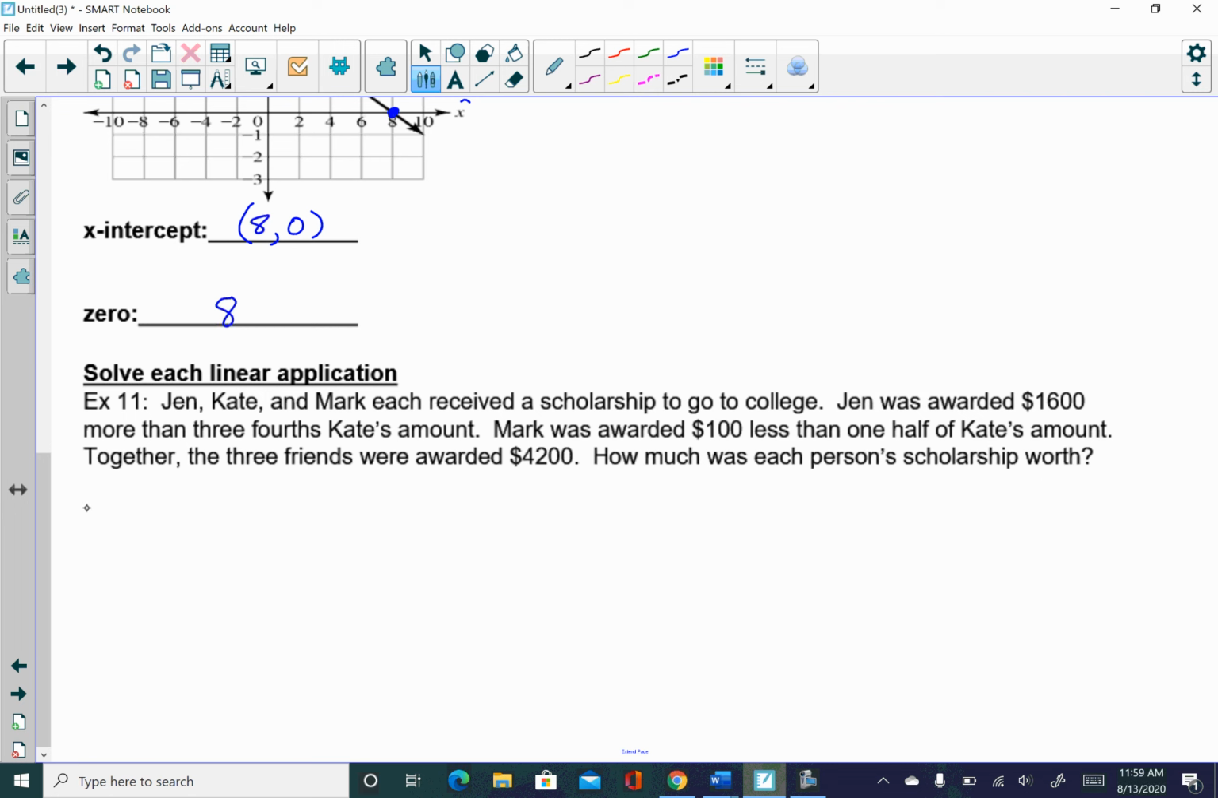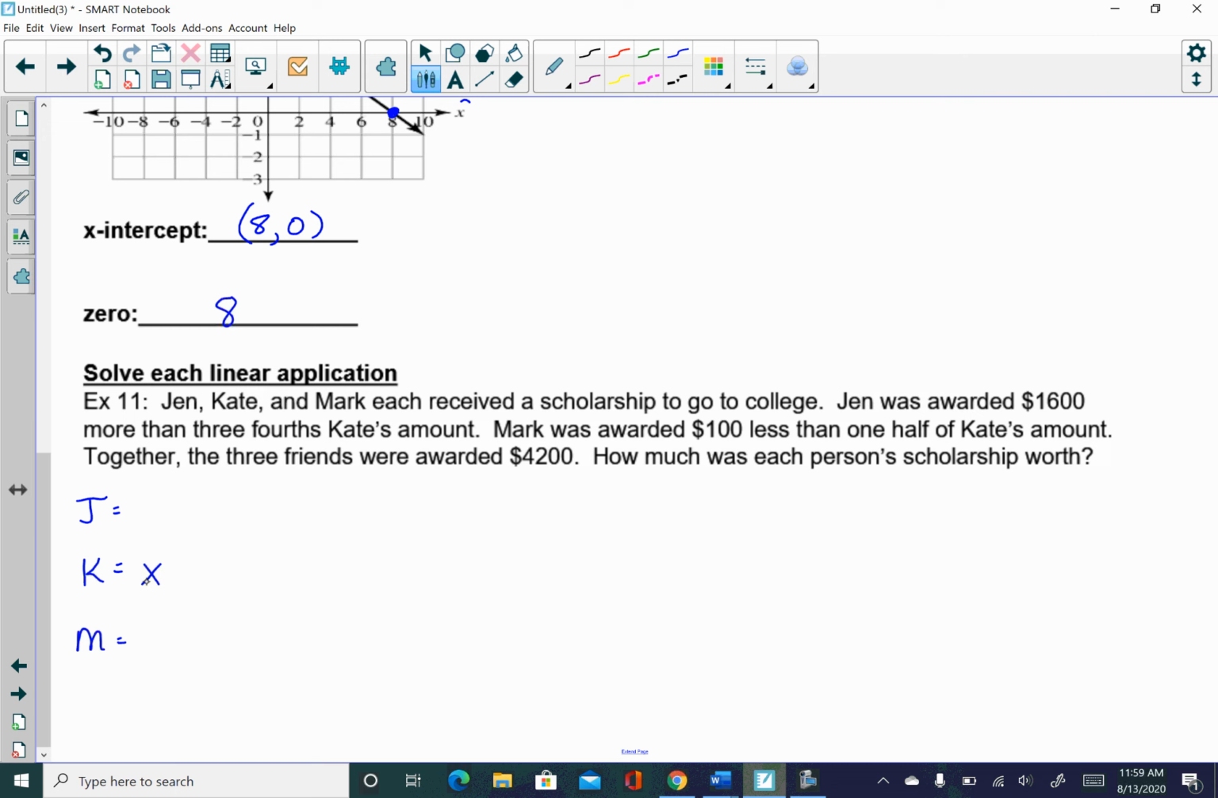Okay. So in order to set these up, I'm just going to abbreviate their names. So Jen, Kate, and Mark. And set it up like this. And I'm going to go back and do some translating. But here's how you get started on these. Whomever everyone is being compared to is your x. So that's why I made a point to say here in that second sentence, Jen's scholarship amount is being compared to Kate. Mark's scholarship amount is being compared to Kate. So whomever you're being compared to, both of those, Jen and Mark, are both being compared to Kate. So Kate is X. Okay, so Kate's the X amount.